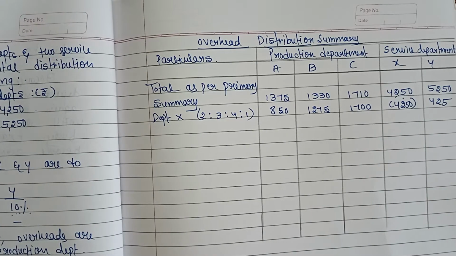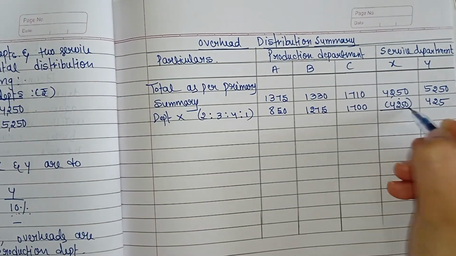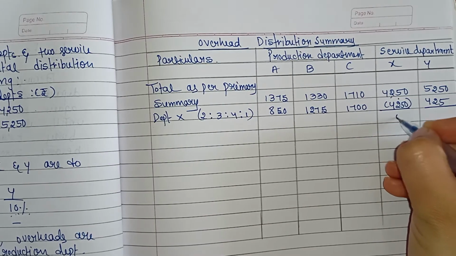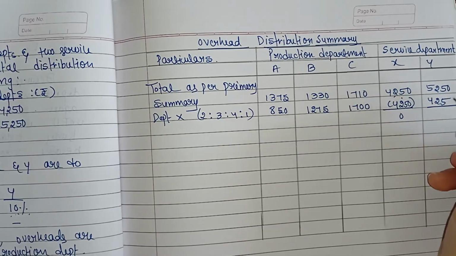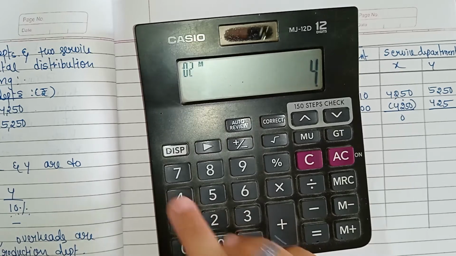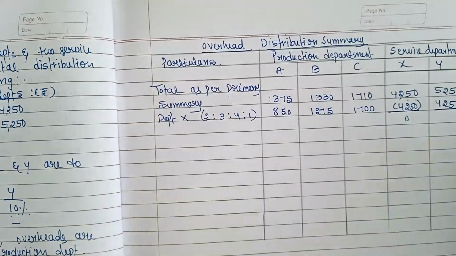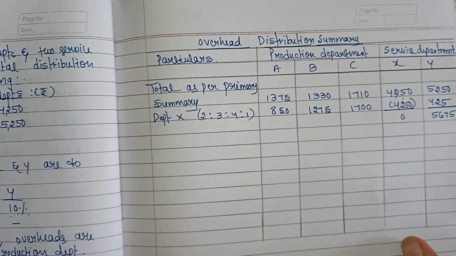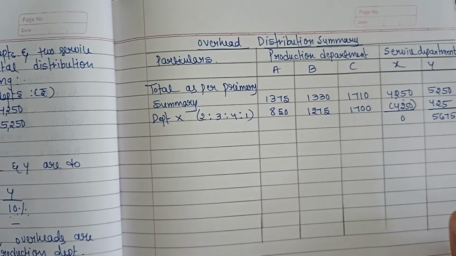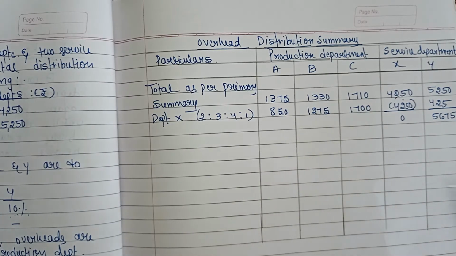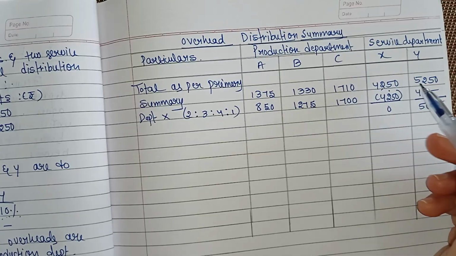Clear? Now what we have to do? See the total. Now X department's overhead is 0 or nil, right? Now Y department expenses 5250 plus 425, that is 5675. Write down here 5675. In secondary distribution, what we will do? We will reapportion only service department expenses. Clear? Don't get confused. Now X department is over, right?